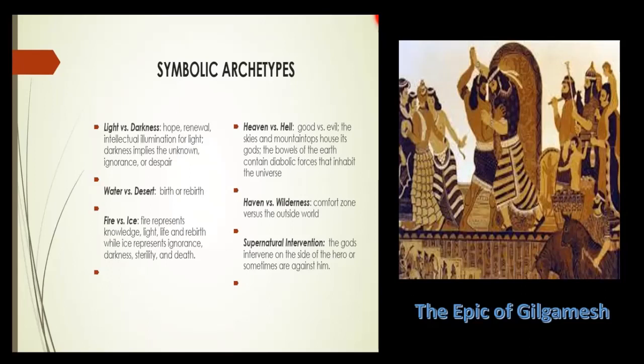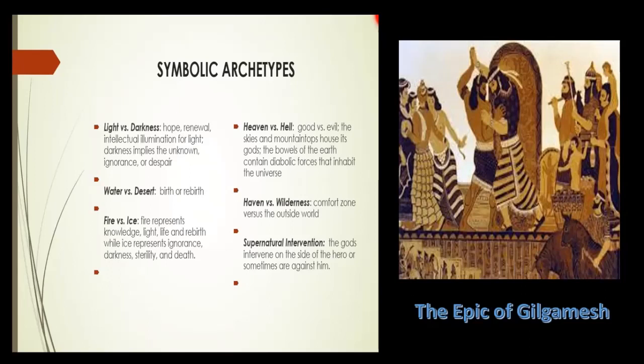Because before, he was wicked, he just wanted to do whatever he wants. He's very selfish and he tries to achieve immortality. But in the end, he realizes that immortality cannot happen to him. Okay? All right. So that's an example of a symbolic archetype in the Epic of Gilgamesh.